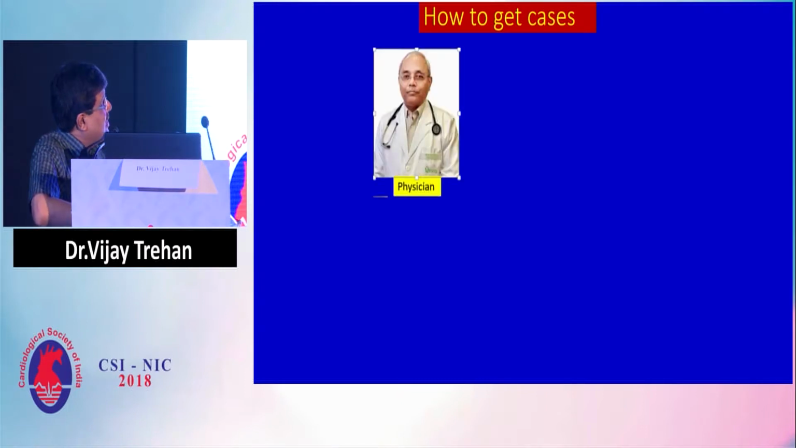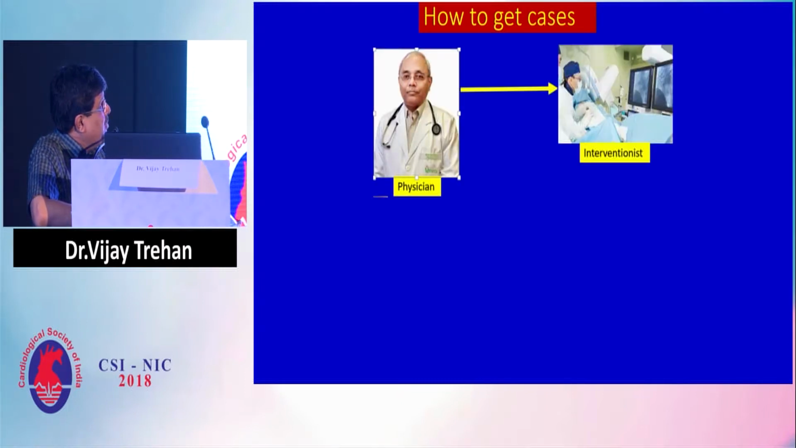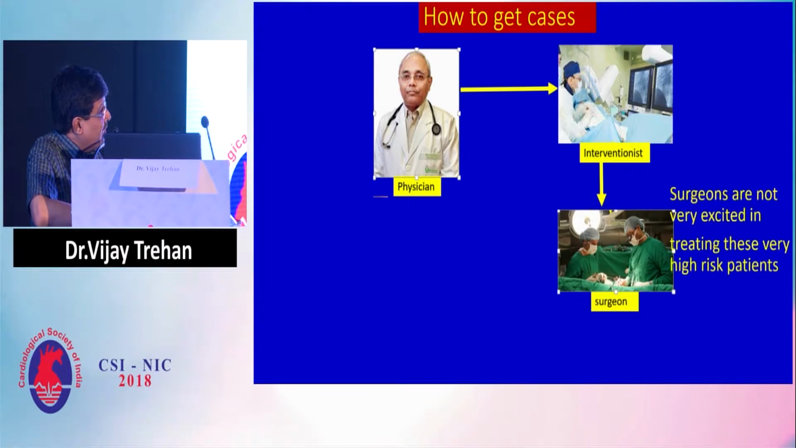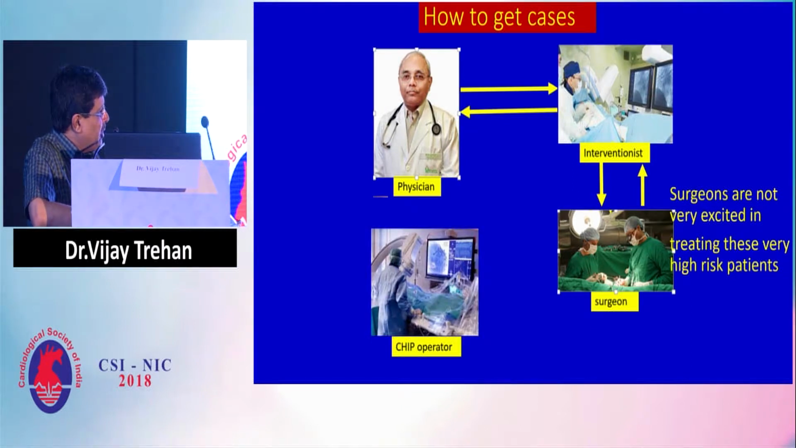Now, how to get cases? Well, the physician will typically send the patient to the interventionist, who will send the patient to the surgeon, and the surgeons are usually not excited to handle these patients. They will send the patient back to the interventionist and back to the physician. So where is a CHIP operator? Not in the loop. Not at all in the loop. Well, surgeons will never send a patient to you.